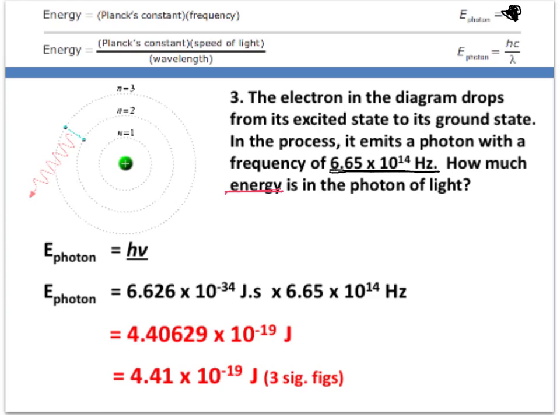So here we want to calculate energy given frequency. So we go back to our equation. E, or the energy of the photon, is equal to h, which is Planck's constant, times nu. We know Planck's constant is 6.626 times 10 to the negative 34 joule seconds. And we multiply by the frequency, 6.65 times 10 to the 14 hertz. This is the value we get. We started with 3 significant figures, so our answer is 4.41 times 10 to the negative 19 joules.